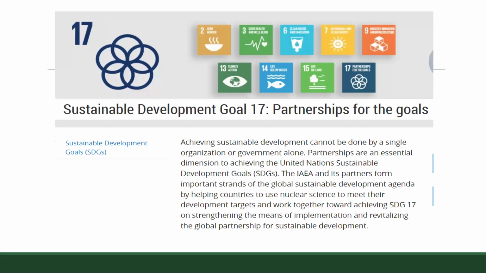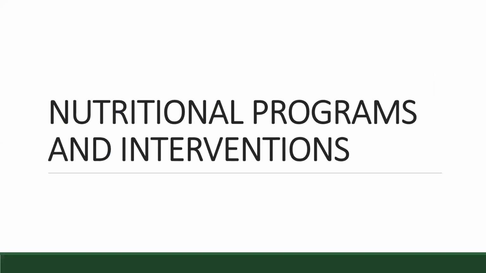Goal number 17, partnerships for the goals. Achieving sustainable development cannot be done by a single organization or government alone. Partnerships are an essential dimension to achieving the UN SDGs. The IAEA and its partners form important strands of the global sustainable development agenda by helping countries to use nuclear science to meet their development targets and work together towards achieving SDG 17 on strengthening the means of implementation and revitalizing the global partnership for sustainable development.